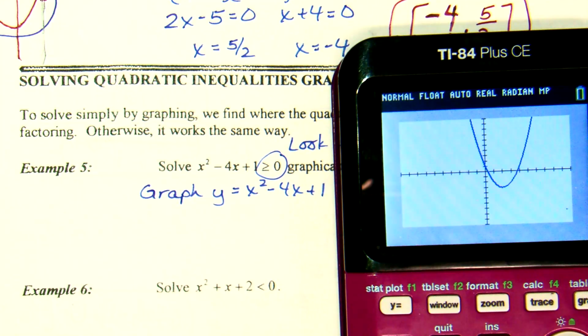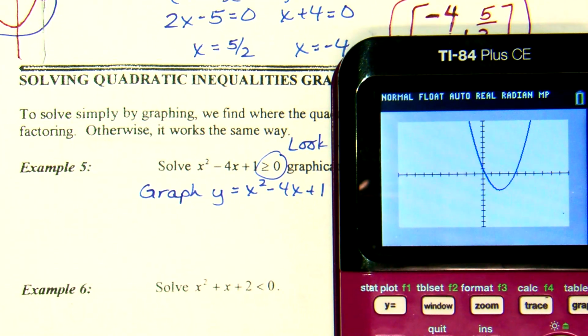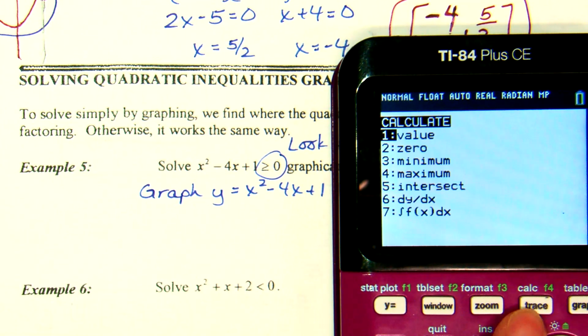Trace is one option, although I taught a more specific option than trace, and that's my preference. You can hit a button, and it will tell you the 0. Do you remember the button? You just hit second and calc, which is my trace button. Just clear out of there. Go down to number 2, 0, and start working on finding it.